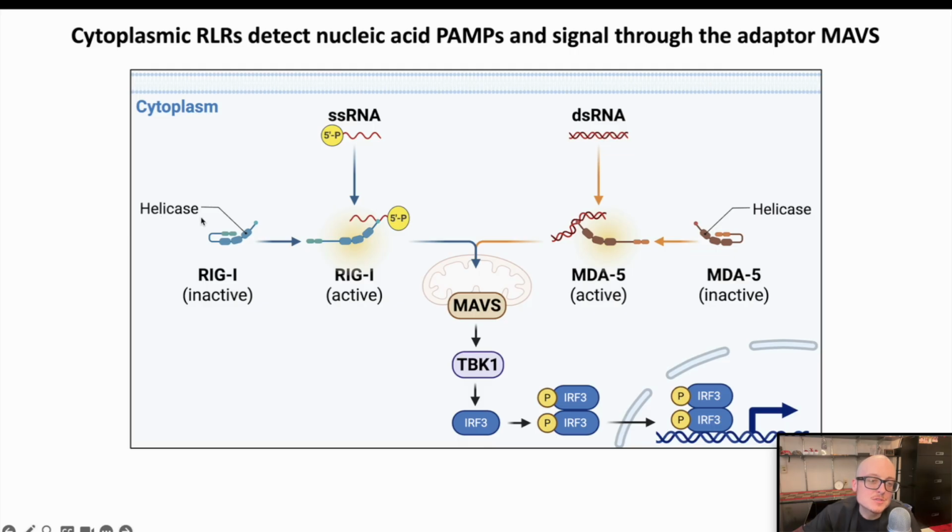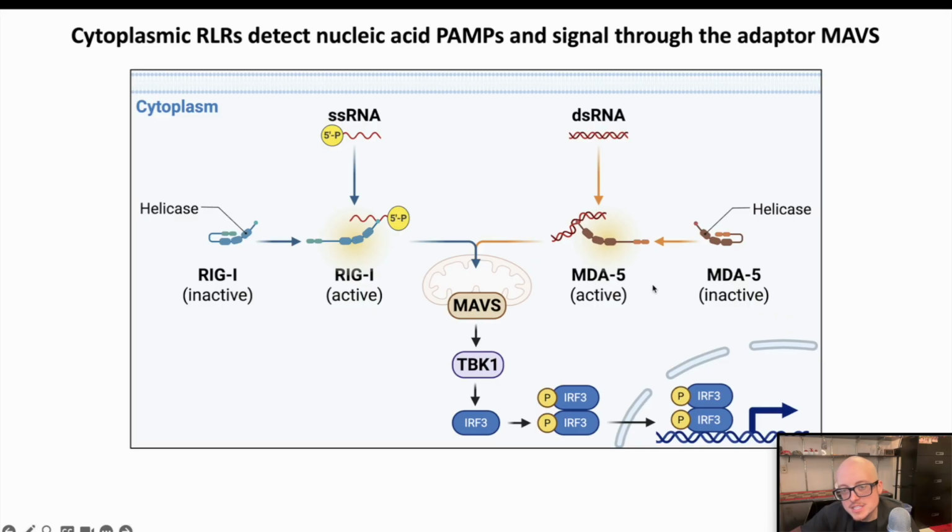Helicases are enzymatic domains which allow interaction with the helix structure of nucleic acids like RNA and DNA. This is one reason why they are able to interact with, in the case of RIG-I, particular species of single-stranded RNA that have a 5' phosphate group, which is unique to viral RNA. It looks different than the 5' phosphates that we associate with self-RNA. And so RIG-I is very helpful for detecting single-stranded RNA PAMPs associated with viruses.